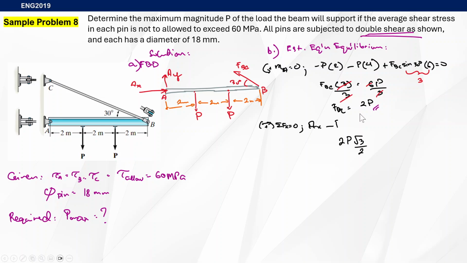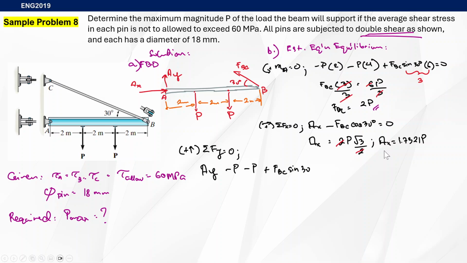Next up, summation of forces for X. That's going to be AX minus FBC cosine 30 degrees, which will give us AX equals 2P times square root of 3 over 2. Eventually, that's AX equals 1.7321P. That's our equation 2. And then for summation of forces in Y, AY would be simply negative 2P plus P, so AY will be P.